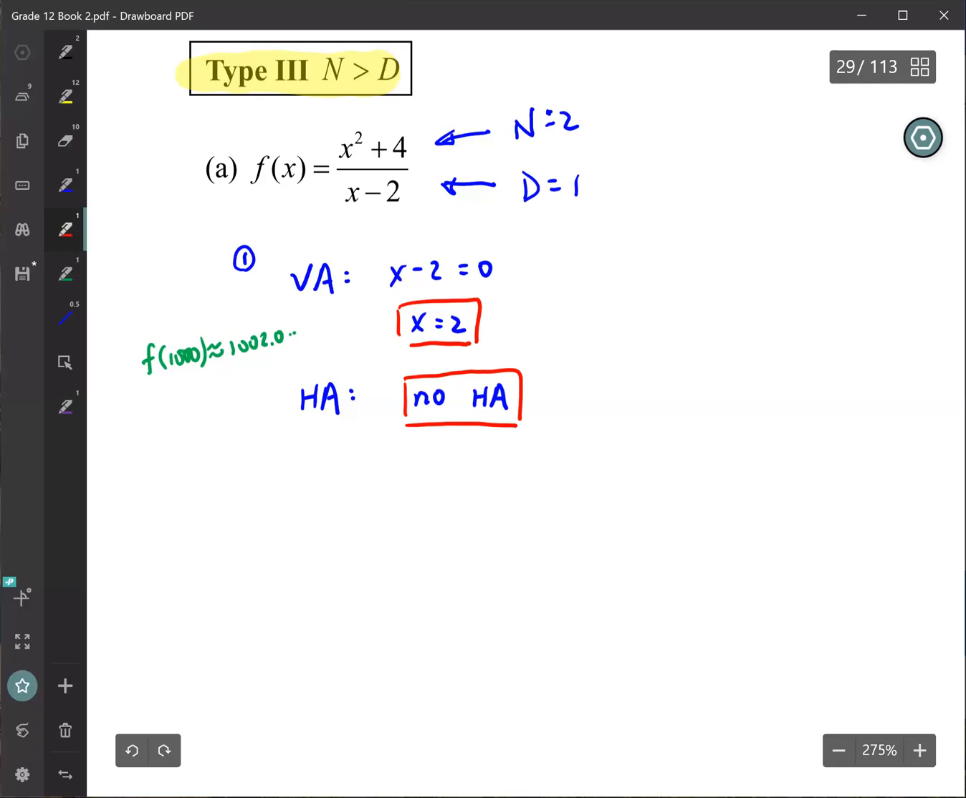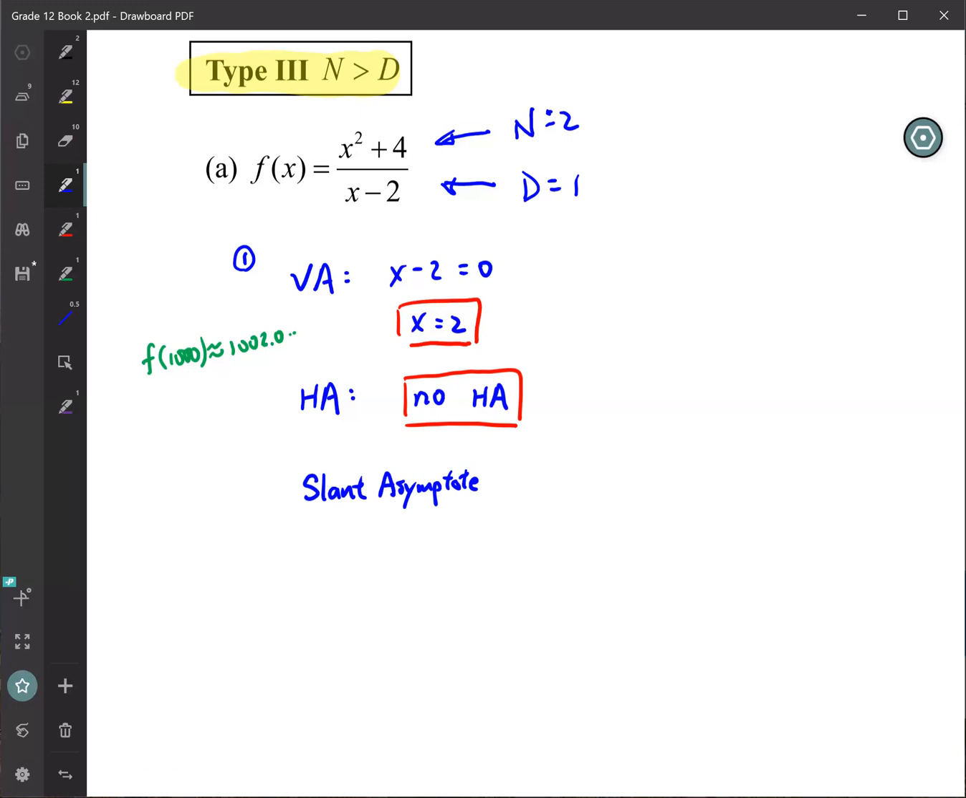So that's your type 3. However, we have another kind of asymptote that only exists for type 3. This one is called the slant asymptote. Some textbooks also call it the oblique asymptote, but slant is easier to say. So slant asymptote, SA, is only when n is bigger than d, but n cannot be too big. N has to be bigger than d by 1 only.